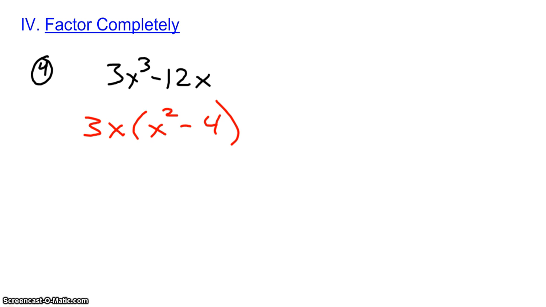Before you're done, you look at this and say, is this something I could factor further? It's the difference of two perfect squares, so you better not stop, right? We still have 3x, but when we have the difference of two perfect squares, what pattern do we get?